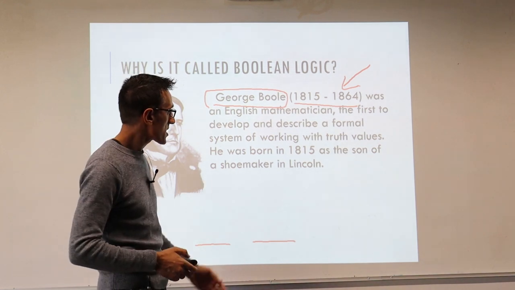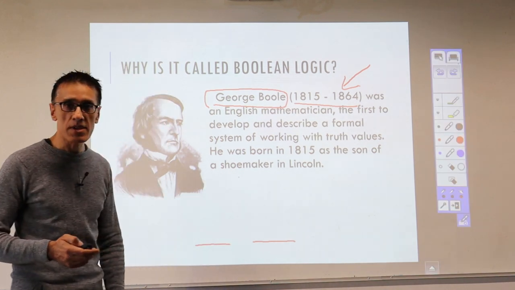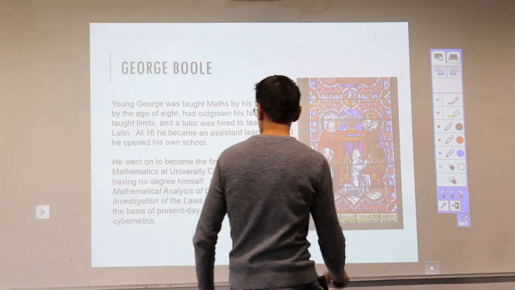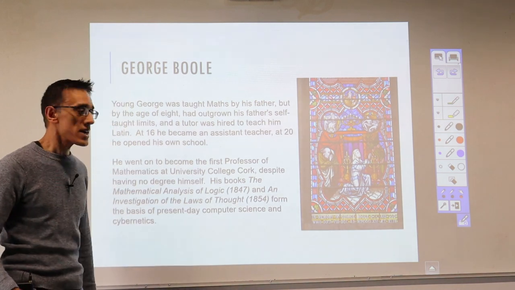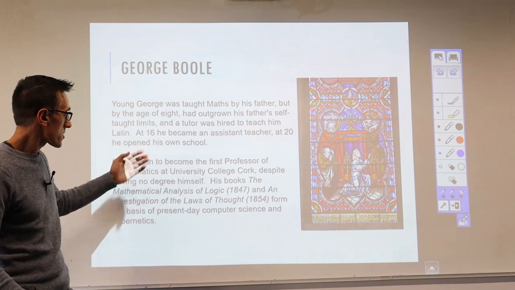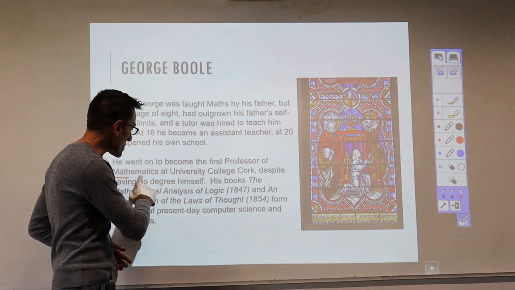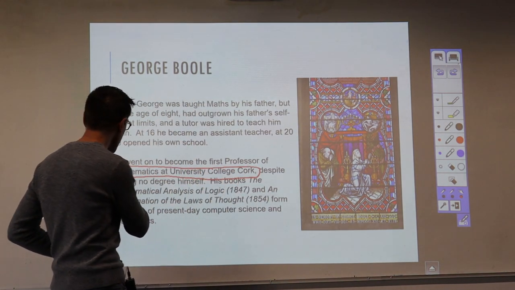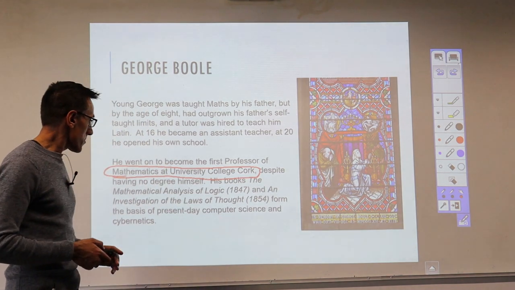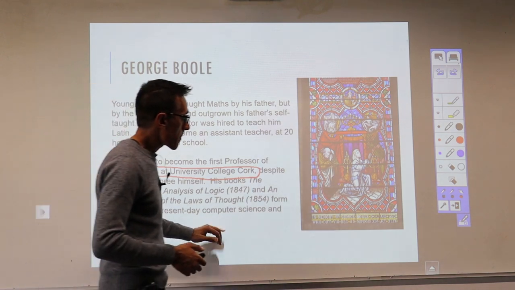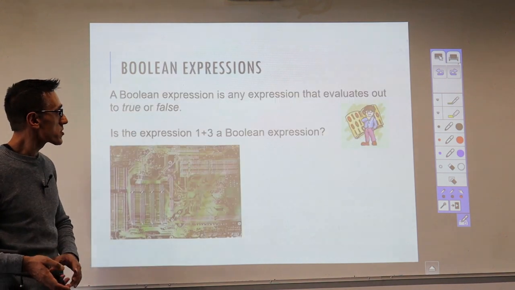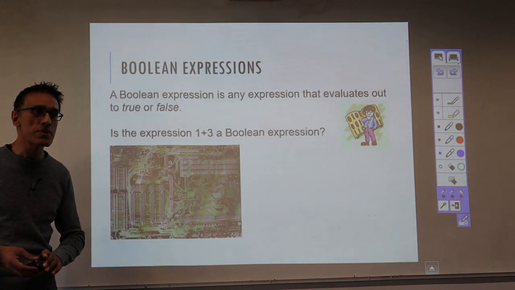A little bit about his history. He was born to a shoemaker around 1815. He was taught maths by his father. Obviously, he was a bit of a genius in mathematics. He became a teacher at the age of 16, opened his own school at 20, and became the first professor of mathematics at University College Cork in Ireland. Having no degree, he wrote a couple of books. Anyway, enough about the history of Mr. George Boole. Moving on to Boolean expressions.